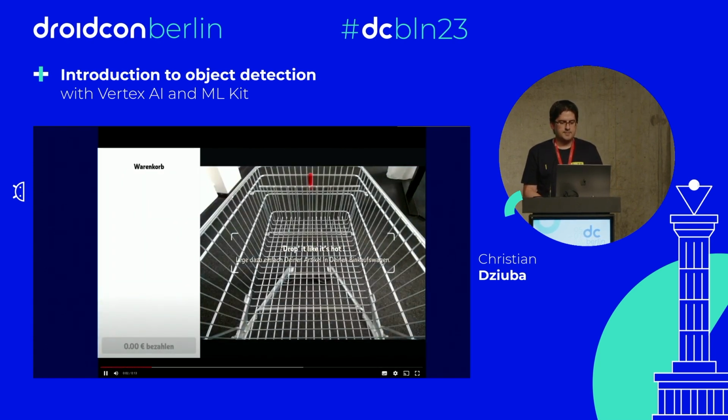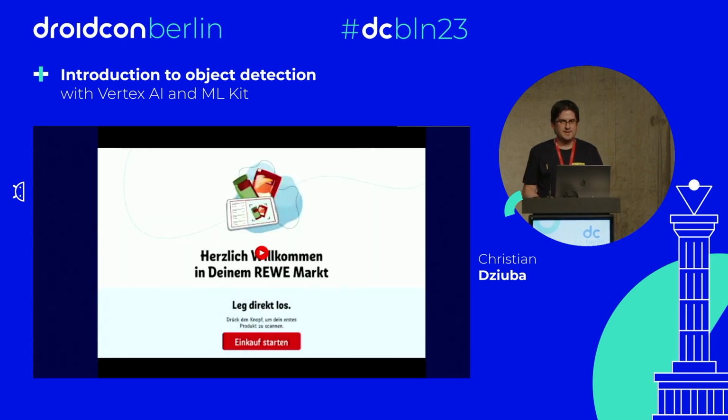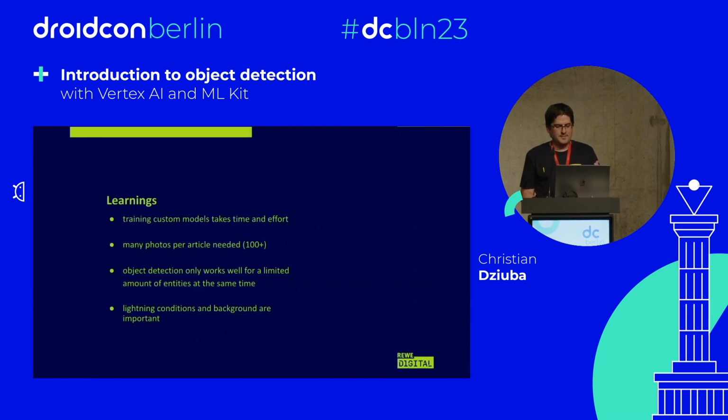So you start your shopping session. The first product is added, and on the left you can see pesto was detected. It was added to the cart, then spaghetti, and tomato sauce. So all products we trained our model on got detected, and it was quite nice to see it in action.